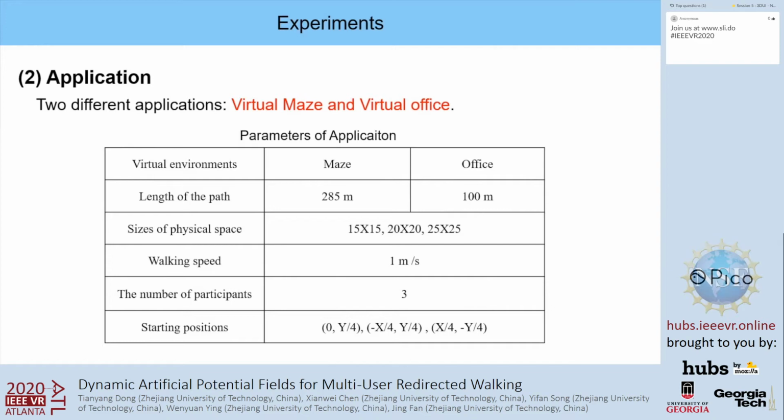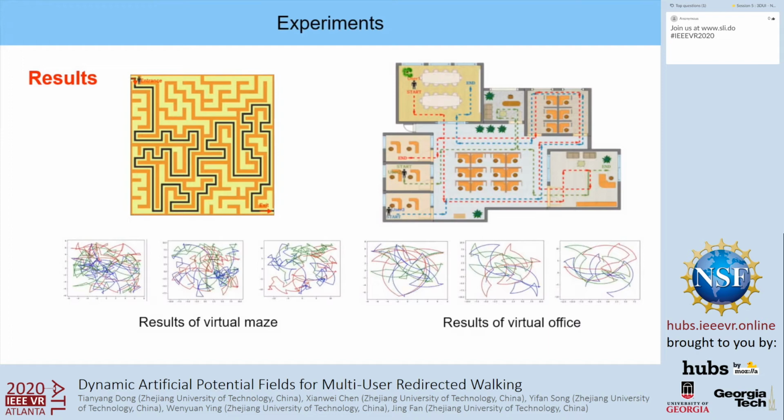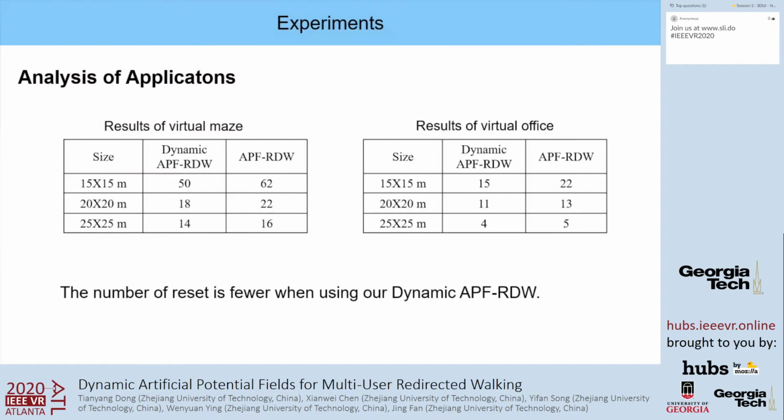The pictures above show the walking path in the virtual environment, and the pictures below show the walking path in the physical space. As shown in the charts, the number of resets is fewer when using our dynamic artificial potential fields redirected walking method. That is to say, our method is better than the original method.